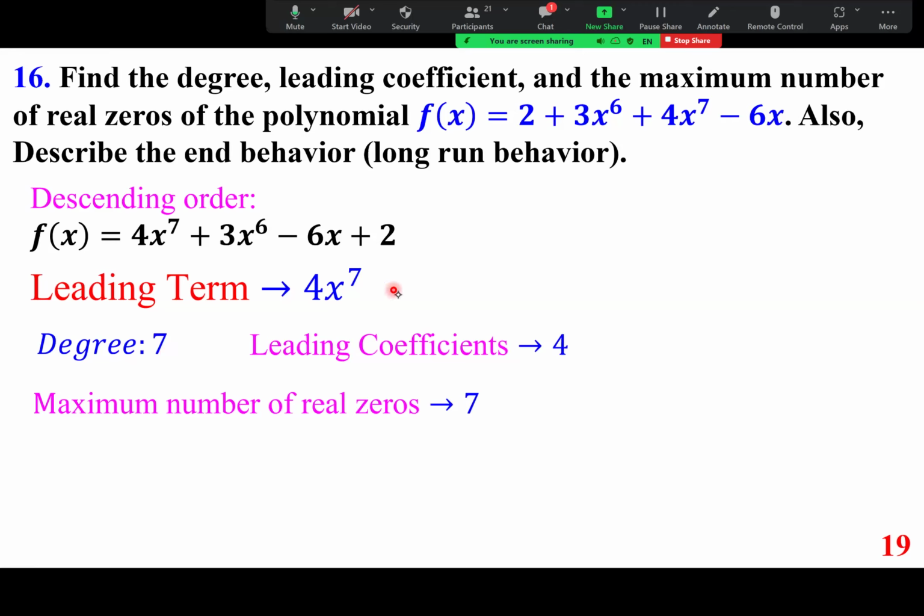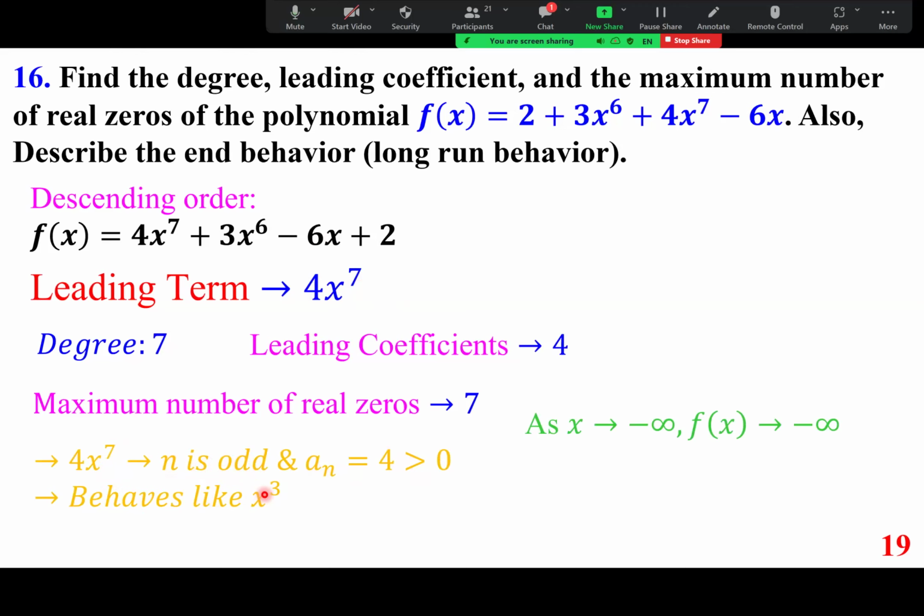Because 4x to the power of 7 has a degree which is odd and a sub n is positive, then it behaves like x cubed. So 4x to the power of 7 is the leading term. N is 7 or odd. A sub n is 4, so it behaves like x cubed. Meaning what? As x goes to negative infinity, so does y. F of x goes to negative infinity. Again, I emphasize f of x is the same as y. As x goes to positive infinity, f of x goes to positive infinity, or y.